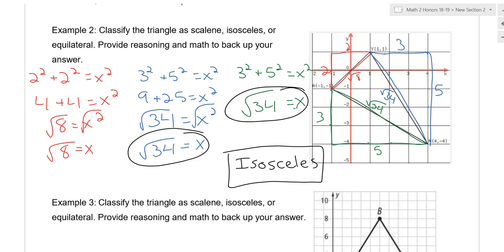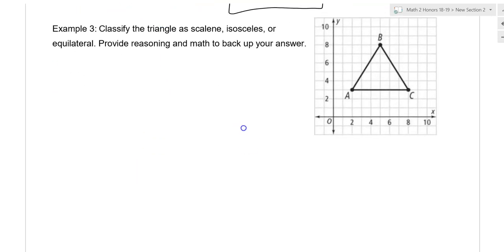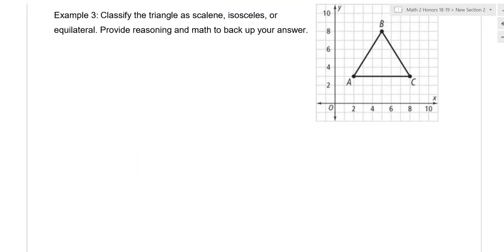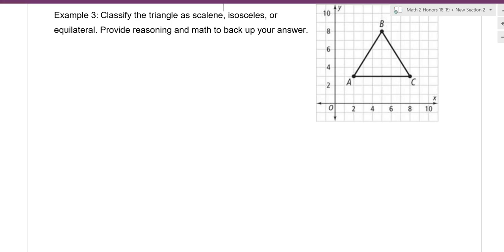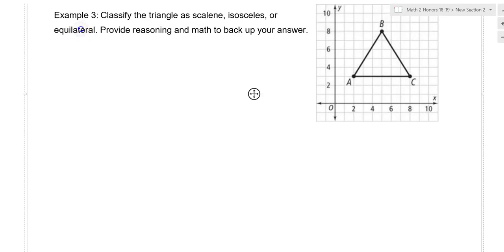All right, last problem. Classify the triangle as scalene, isosceles, or equilateral. The first one's actually really easy because it is just going across the bottom. I can just count: 1, 2, 3, 4, 5, 6. So that's nice.